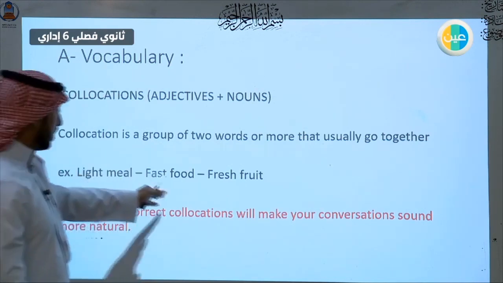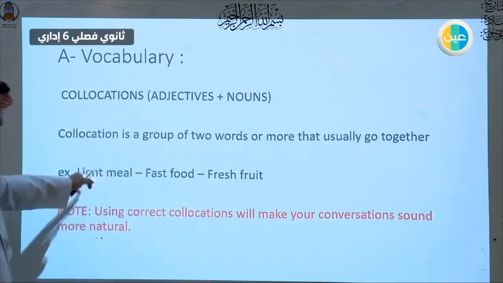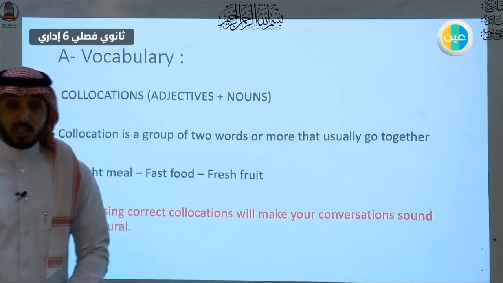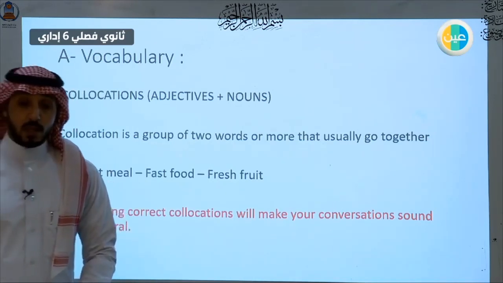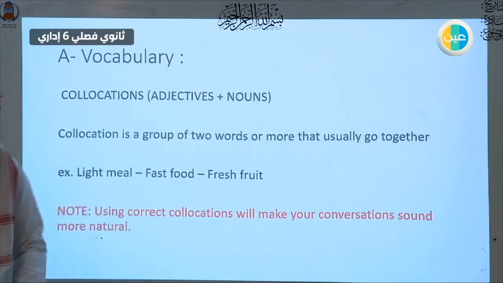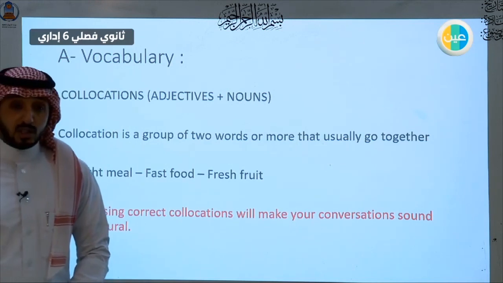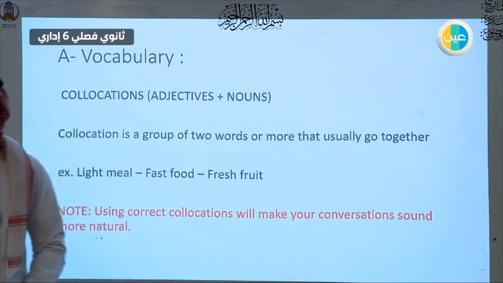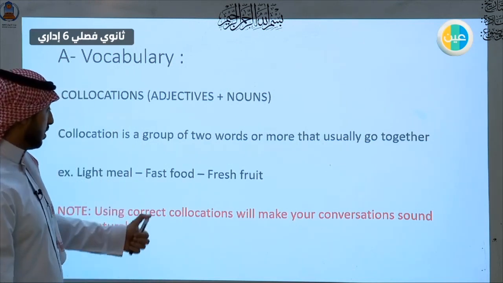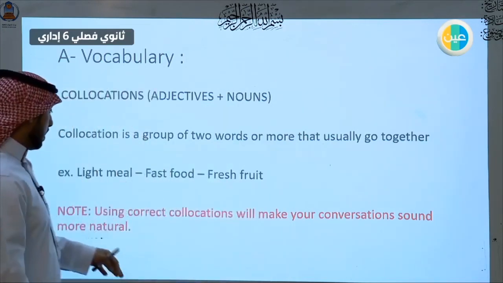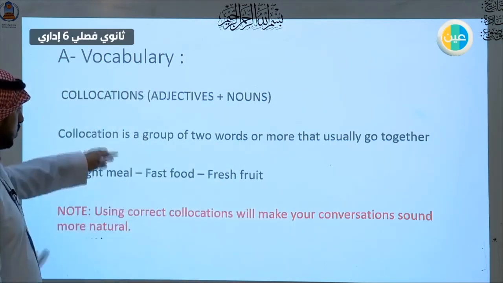Example: light meal, fast food, fresh food. So here, light meal. For example, you have to eat a light meal before you go exercising, before you exercise. Fast food, try to avoid fast food. It's not healthy food. Fresh fruit. So these are collocations usually.